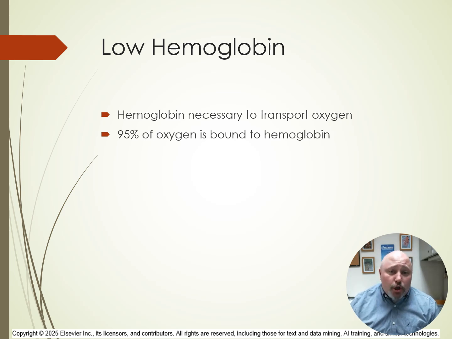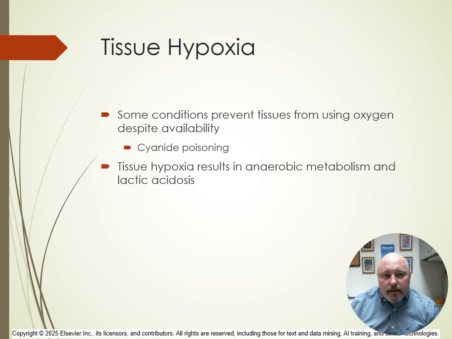As you know, hemoglobin is necessary for the transport of oxygen. In the case of oxygen saturation, this refers to the percentage of the oxygen binding sites on each hemoglobin molecule that are filled. And the normal value is approximately 96 to 100%. Unfortunately, many critically ill patients have low hemoglobin levels secondary to a variety of factors.